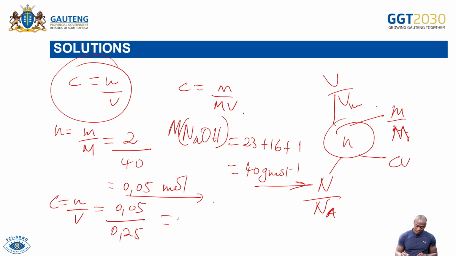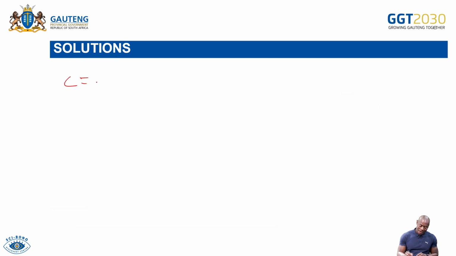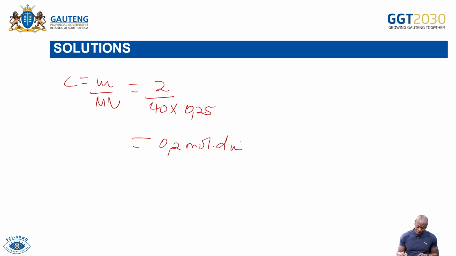That will be the concentration, 0.2 mole per cubic decimeter. That will be the concentration of sodium hydroxide solution. Or you can just go straight to the equation C equals mass over molar mass times volume. The mass is 2, molar mass is 40, the volume is 0.25. Where am I getting this 0.25 from? From 250 divided by 1000, because I want my volume to be in cubic decimeters, not cubic centimeters. Then the answer should be the same, which is 0.2 mole per cubic decimeter. So that is how we were supposed to calculate the concentration of sodium hydroxide solution. So the concentration of this solution is 0.2 mole per cubic decimeter.